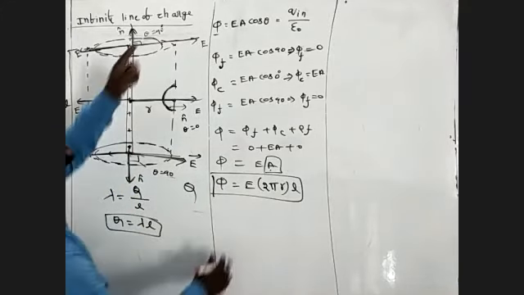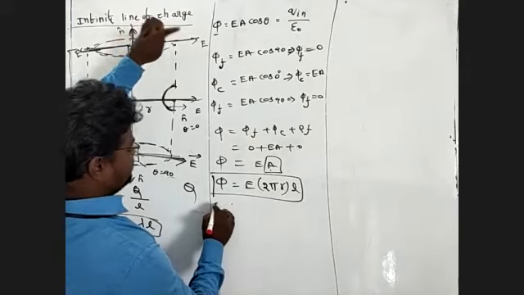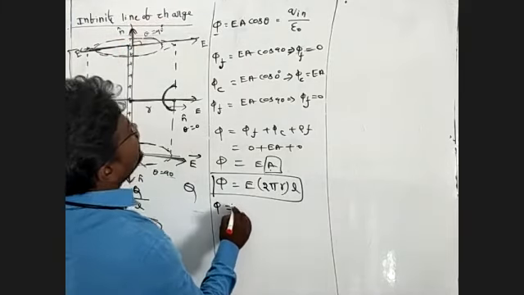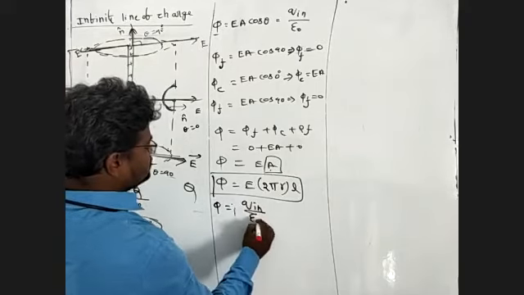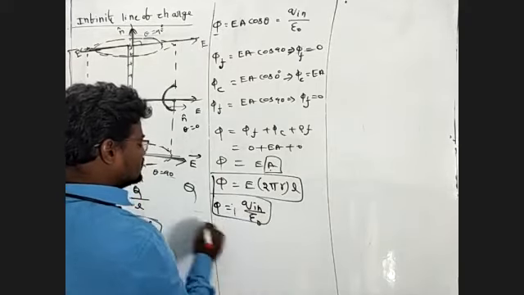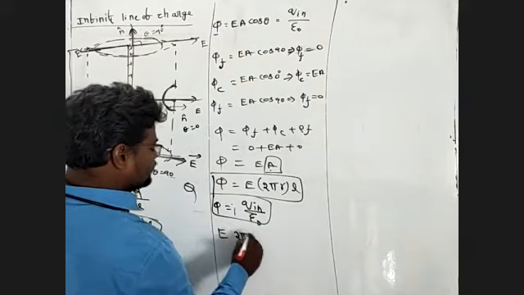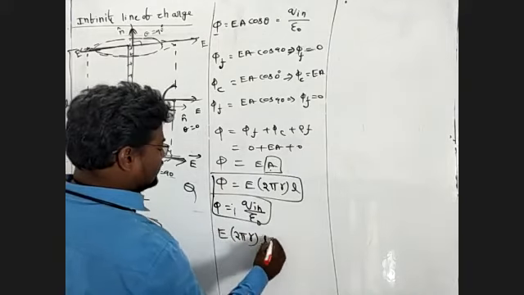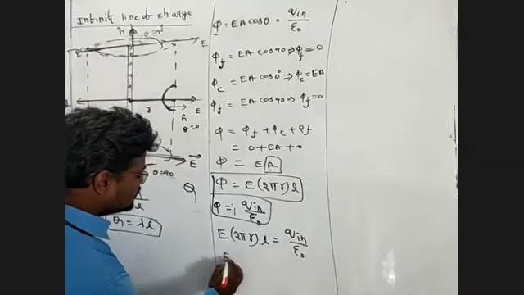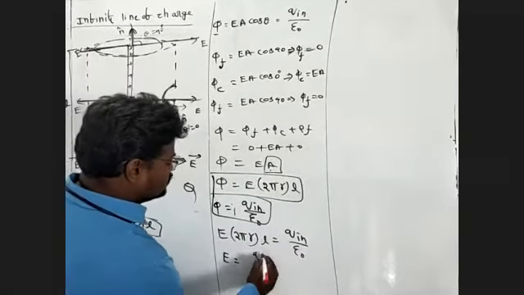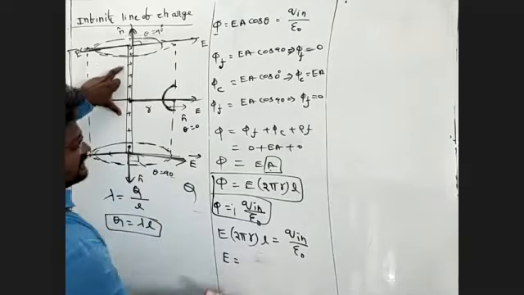Now phi is equal to EA cos theta, which is equal to Q inside by epsilon naught. I'm equating these two equations. Now E times 2 pi r L is equal to Q inside by epsilon naught. So what is the Q inside?